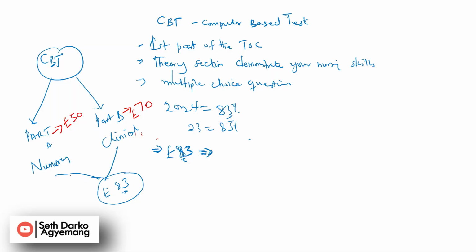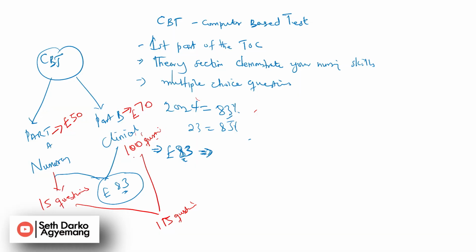Now the question you will be asking is, how many questions do you have to answer in part A and how many in part B? What the UKNMC has said is that you've got to answer just 15 questions in part A, and then you have 100 questions to answer in part B. So you have a total of 115 questions to answer. You start with part A first, and once you are done, you continue with part B.